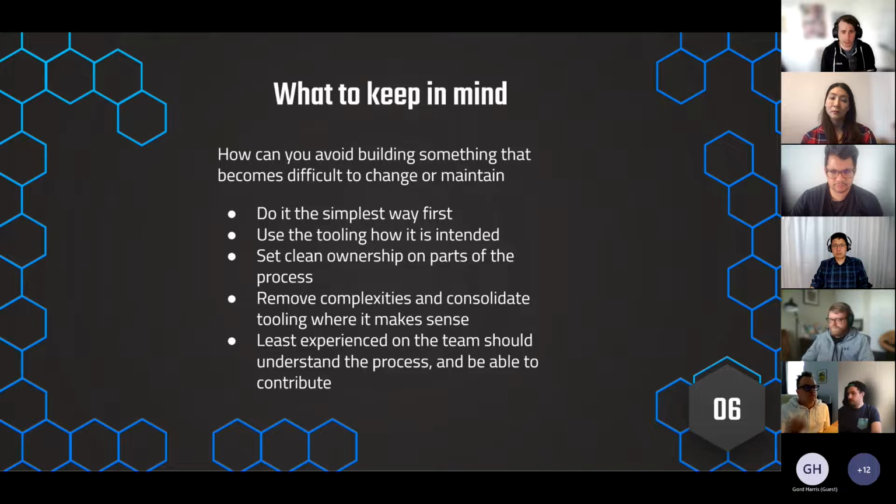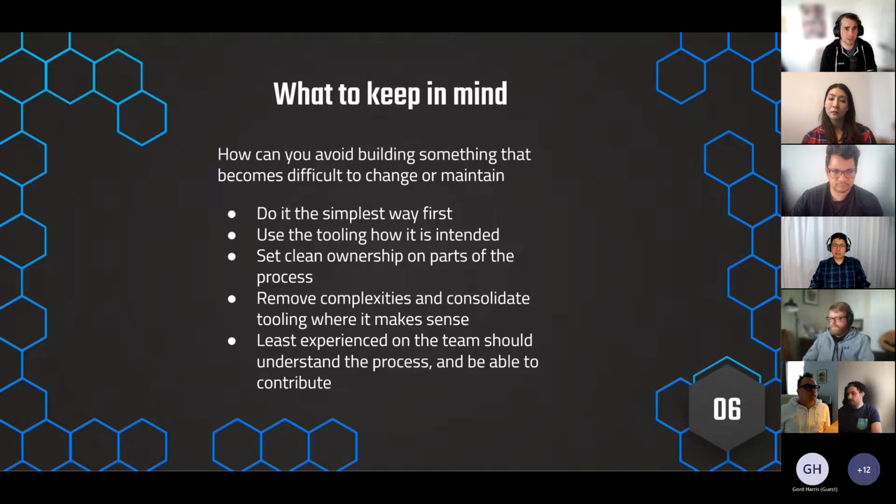So in summary, what are we looking for? Do it the simplest way first, get something working, make sure everyone understands it. Use the tooling how it's intended. Don't try to customize everything too much because it would be so much better if it did it this way. Don't build your own version of Jenkins plugins that do things the way you like. Don't go ahead and build your own testing framework.